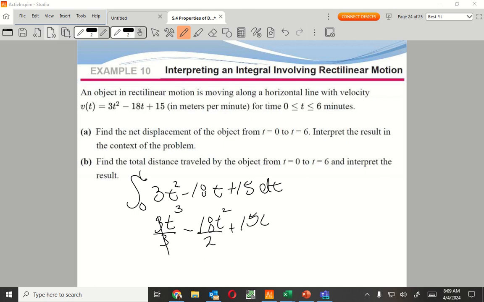Just t. T, and that would be to the first, right? Now, I would divide by 1, but I don't need to write that, right? Okay, good. And my bounds are from 0 to 6. All right, so also that 18 over 2 is going to give me 9. So I'm going to have t cubed minus 9t squared plus 15t.